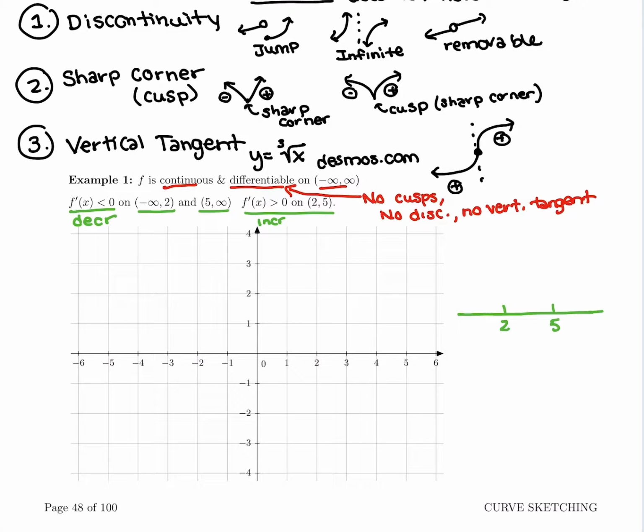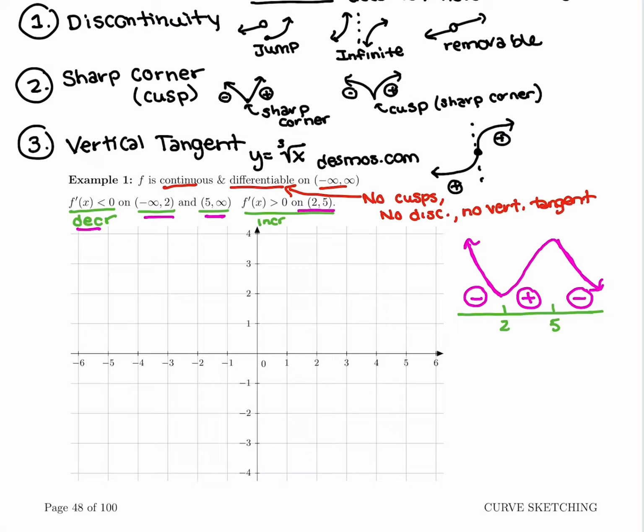And then I'm going to take each piece and put it on the sign chart. So this piece says decreasing from negative infinity to 2, so I have a negative first derivative there. When I draw a picture, I'm going to draw something decreasing. And then from 5 to infinity, I'm also going to be decreasing. And lastly, my interval between 2 and 5 is increasing. So I switch from decreasing to increasing to decreasing. So I want to draw this shape.